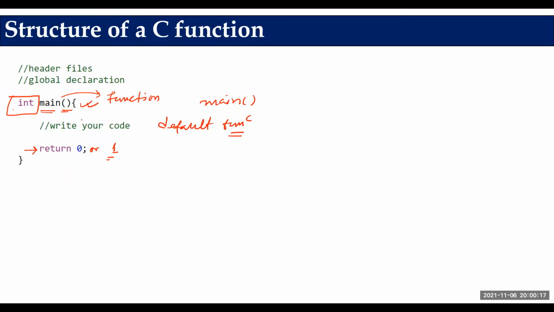So whenever we talk about a function, it will execute only if it is called by someone. So the main method is basically called by whom? By the operating system. So this return value is returned to whom? To the operating system. So now let's see the syntax of the functions.